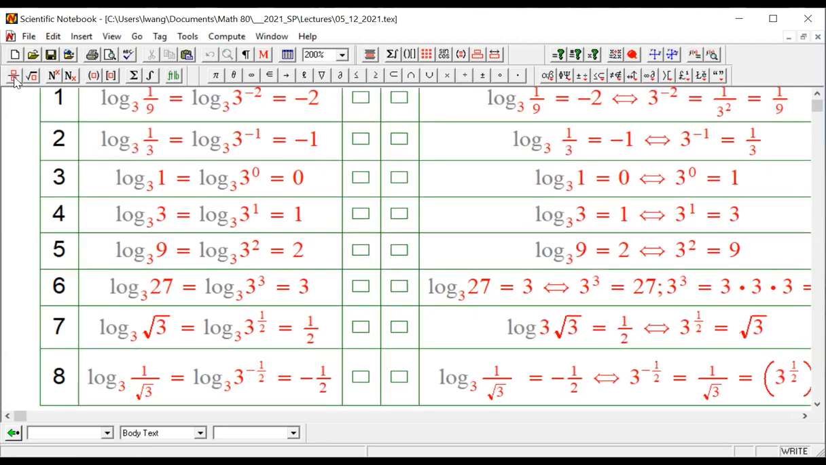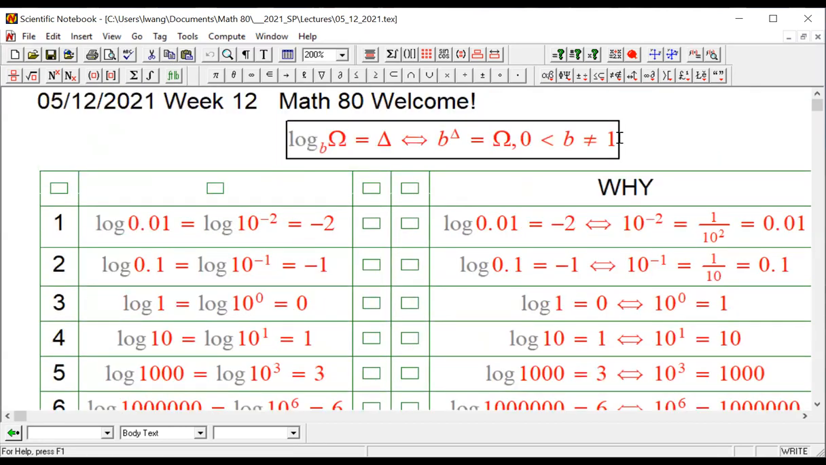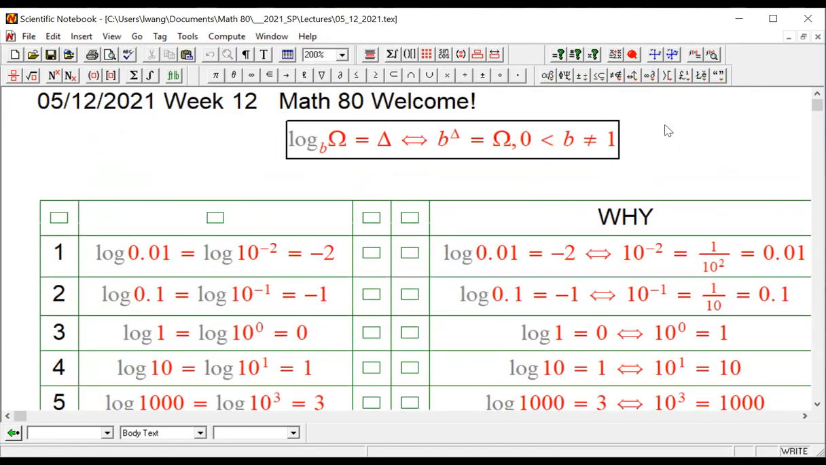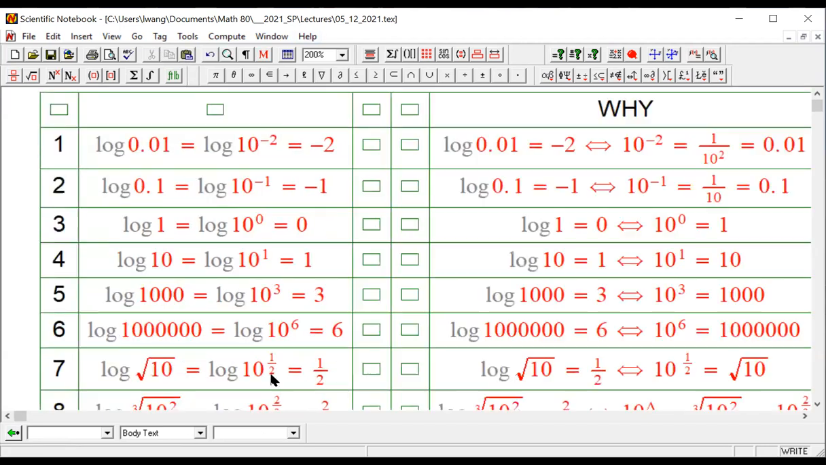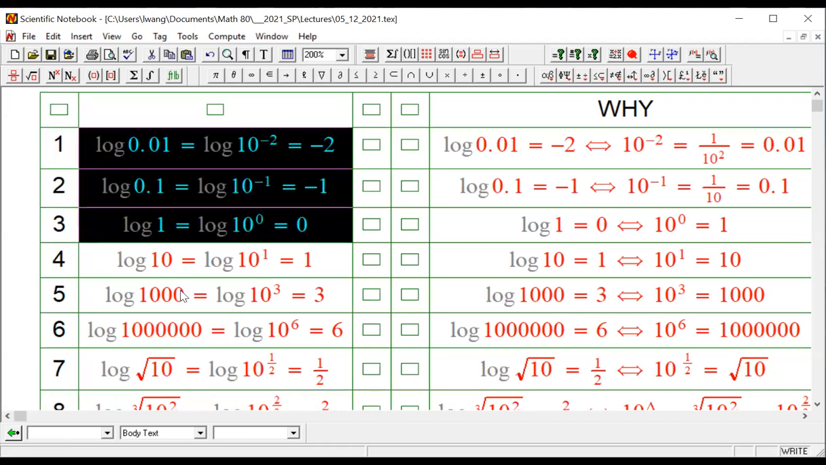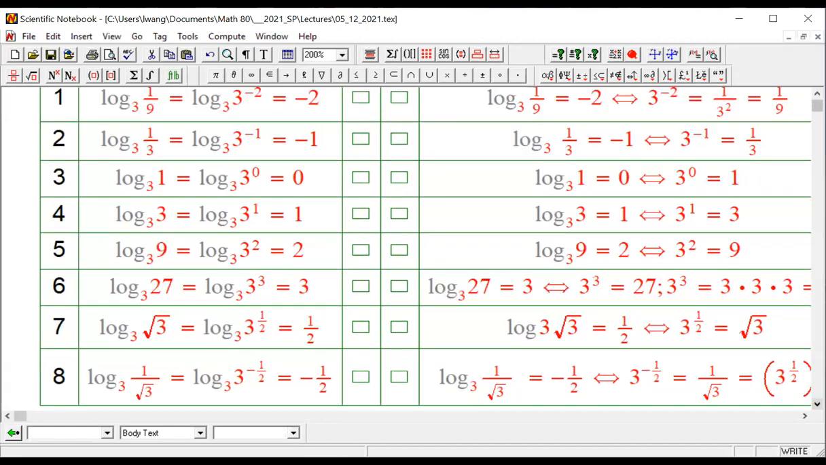You got it? Okay, I just want to get you guys to the break. After you come back, I'm going to tell you what we're going to do. We have worked out 3 tables. This is the first table, and this is the second table. The first table is base 2, right?